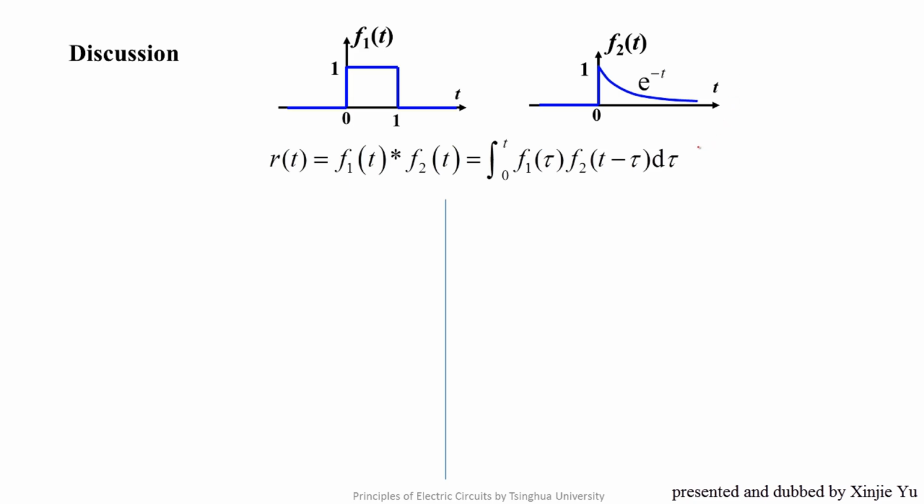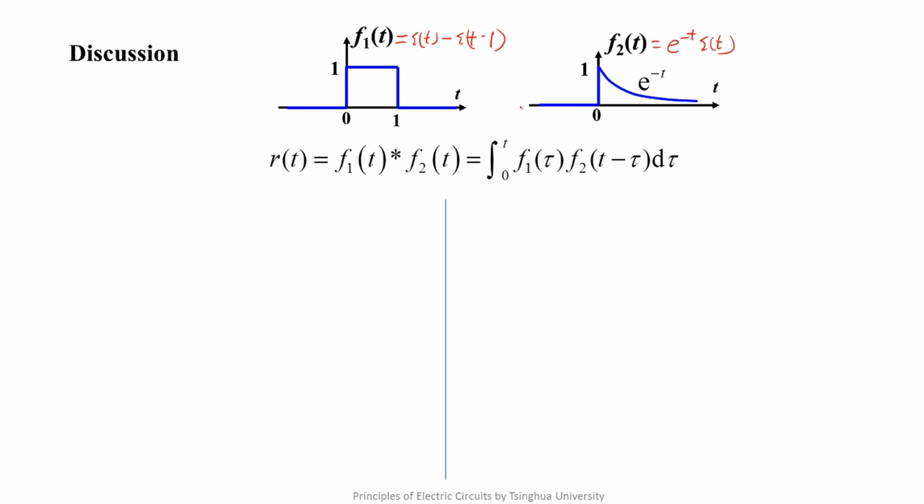In the last part of this lecture, we will discuss a special condition. In the previous page, the two functions in the integral both have a uniform expression from t equals 0. In this page, f1(t) can be written as ε(t) minus ε(t minus 1). f2(t) can be written as e to the power of minus t times ε(t).